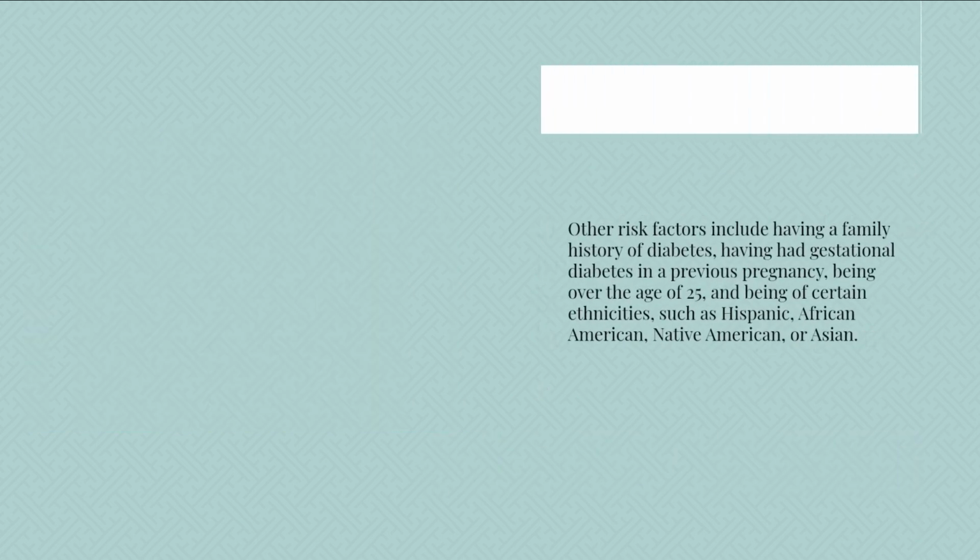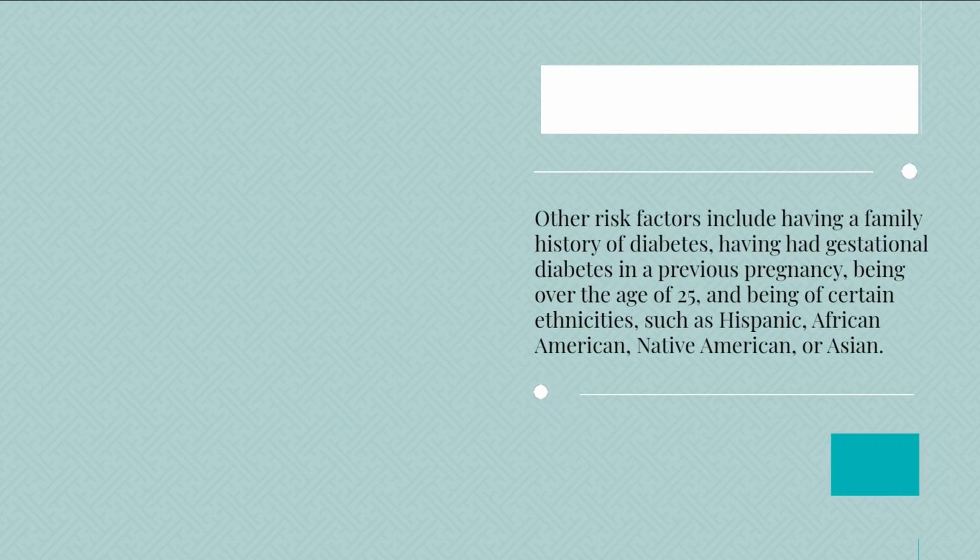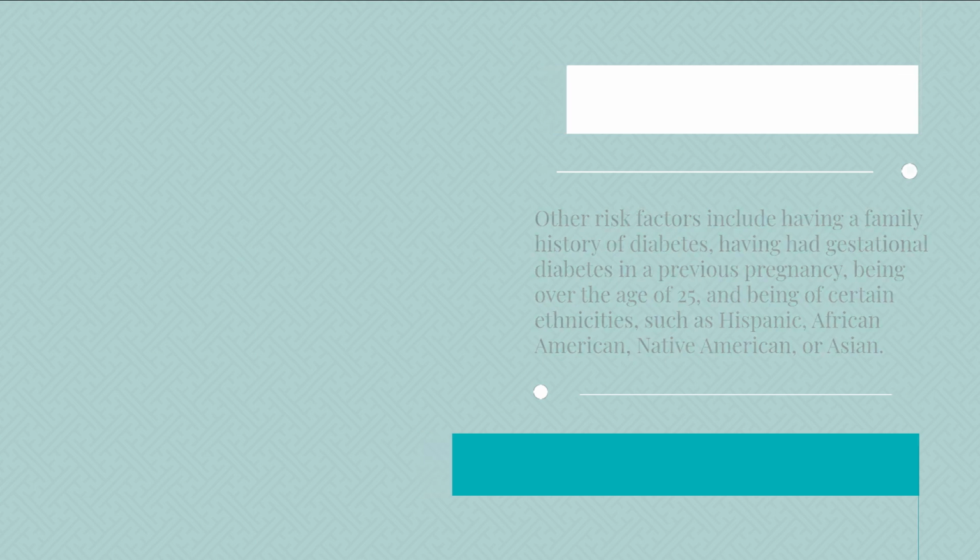Other risk factors include having a family history of diabetes, having had gestational diabetes in a previous pregnancy, being over the age of 25, and being of certain ethnicities, such as Hispanic, African American, Native American, or Asian.